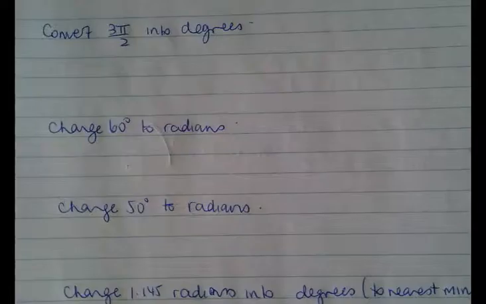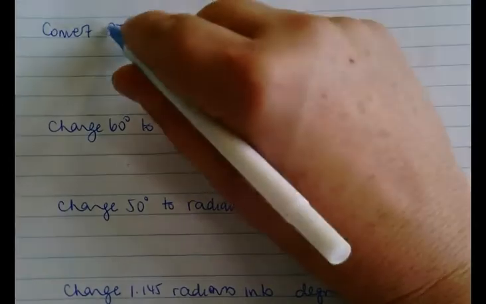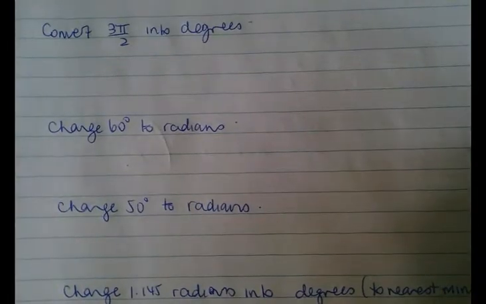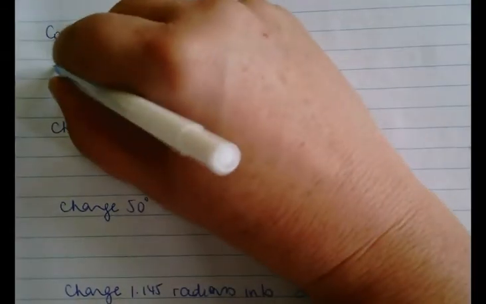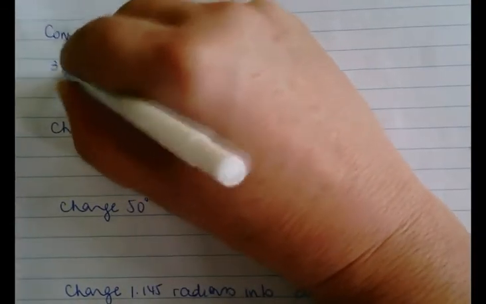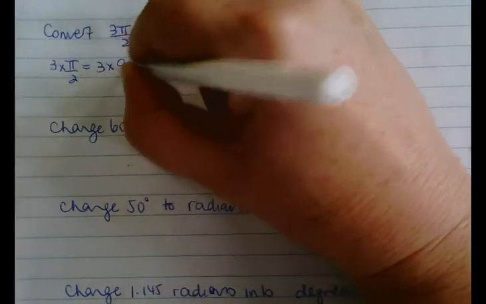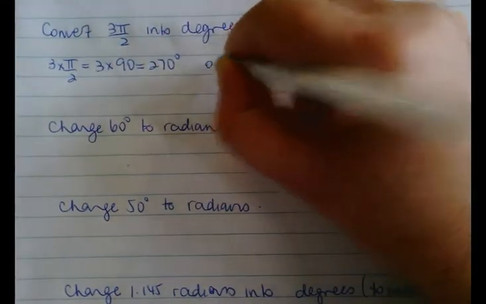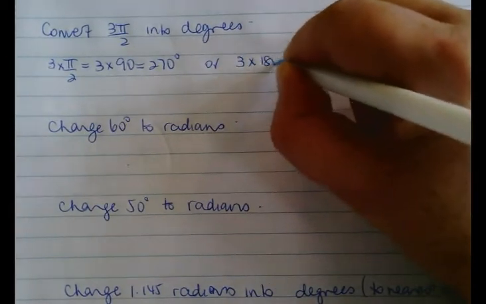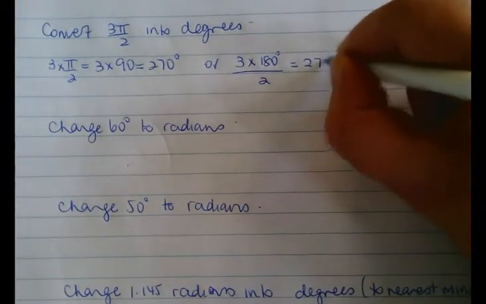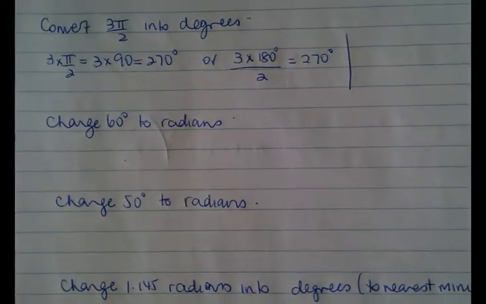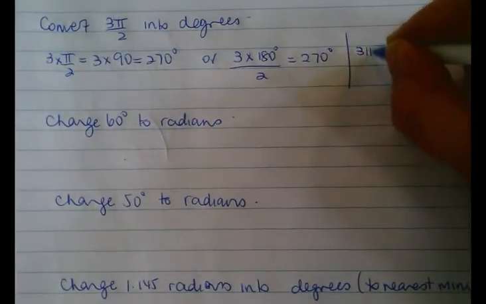Now, let's do 3 pi on 2 to degrees. You've got many different ways you can do this. I can think of 3 ways. You could say that's 3 lots of 90, because pi on 2 is 90. If you want to work quickly, you would do that. So you could say that's 3 lots of pi on 2, which is 3 lots of 90, which is 270. Or you could say it's 3 times 180, because pi is 180 degrees, over 2. Again, that's 270.